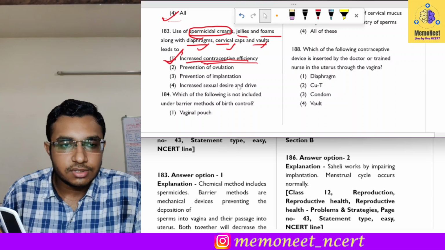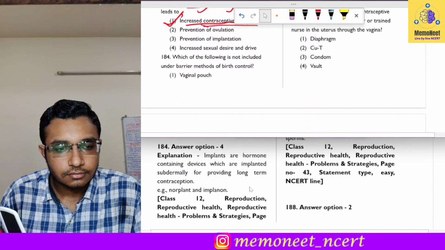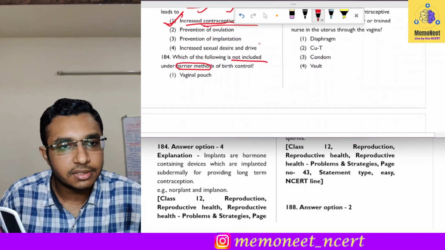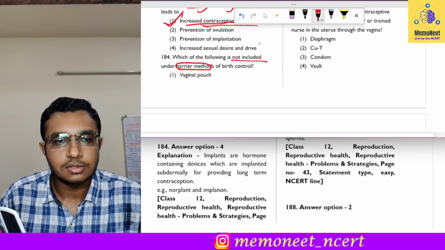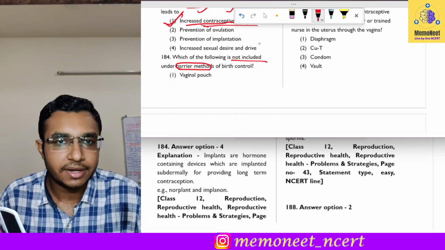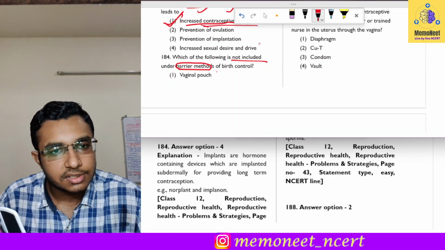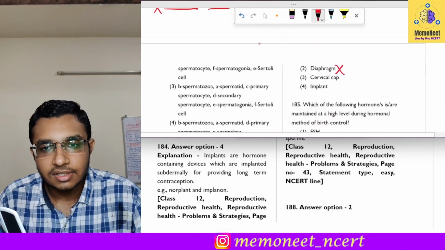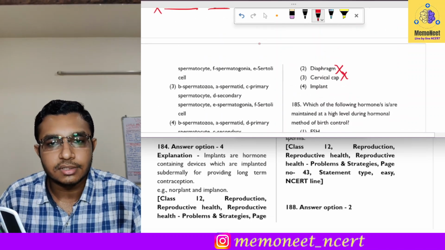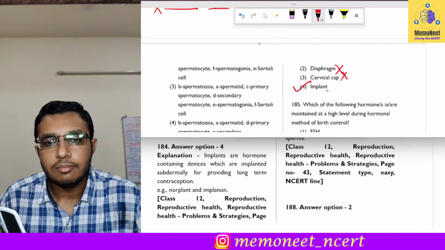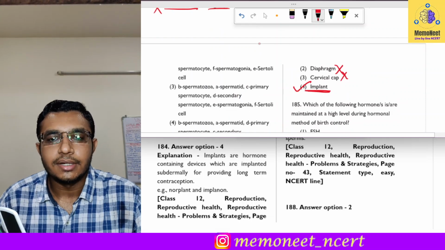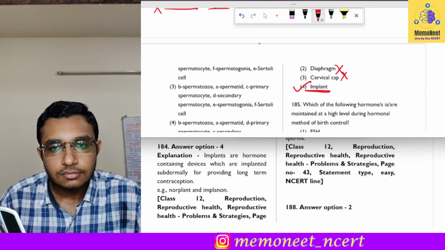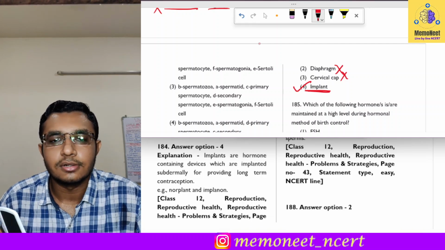Now the next question is question number 184. It states that which of the following is not included under barrier methods of birth control. So which among the following options is not a barrier method? Now vaginal pouch is a barrier method, so that will be incorrect. Next is diaphragm and cervical cap, these are also barrier methods. But implant is not a barrier method, it is a hormonal method of contraception. So this will be the correct answer of this question.